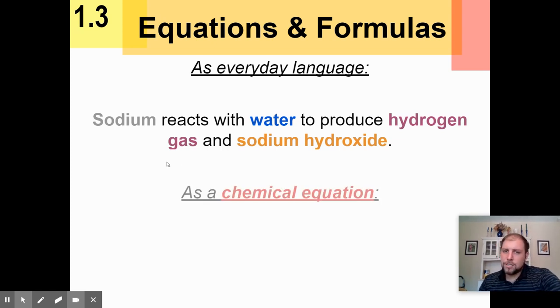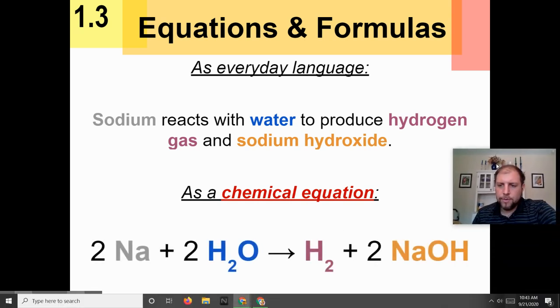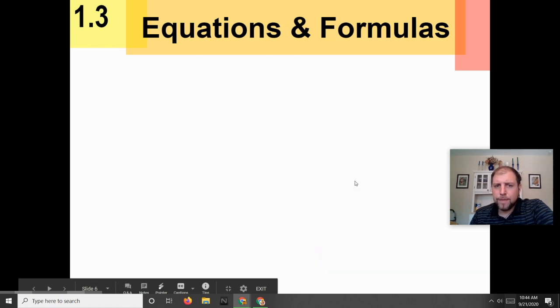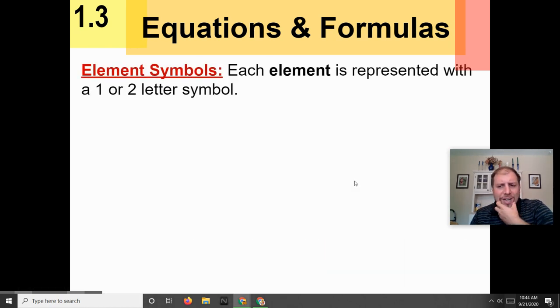But here it is written as a chemical equation. All right, here we go. Two sodiums plus two waters, H2Os, yields an H2 and two NaOHs. Now, you're not exactly sure what those twos in front mean or what that arrow means or why there's a little two there, but we'll get to that later. This itself is a sample of the kind of chemical equations that we're going to be writing. And we'll start with the basics, all right?